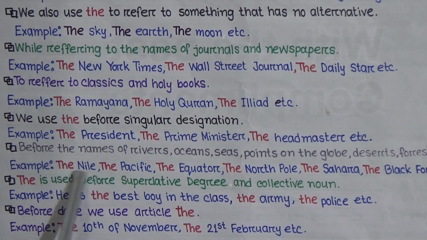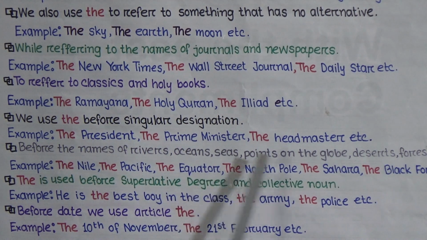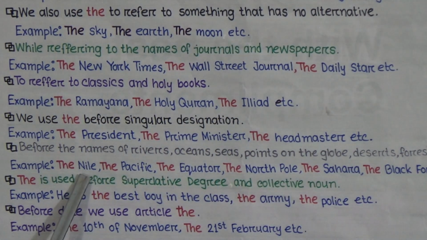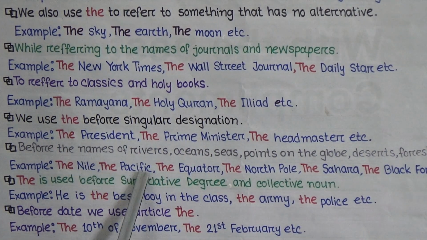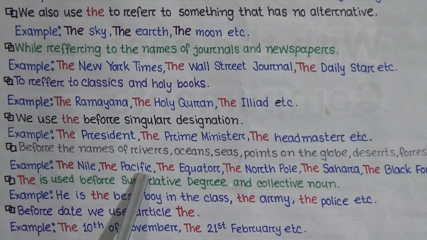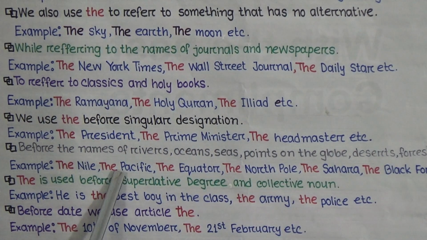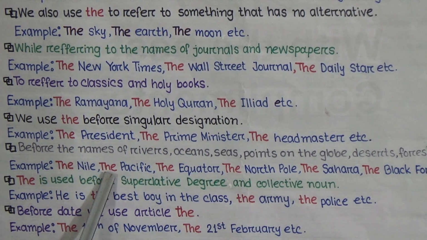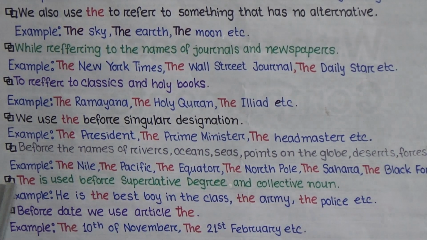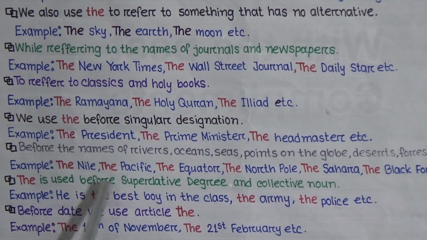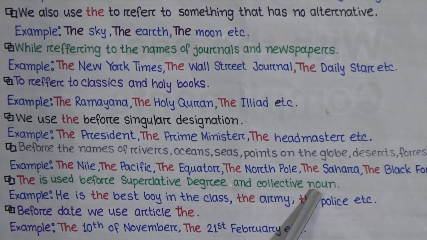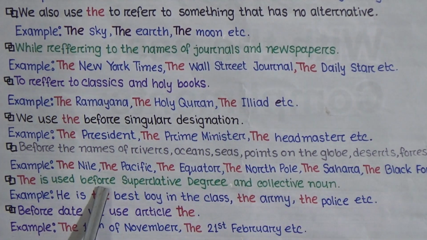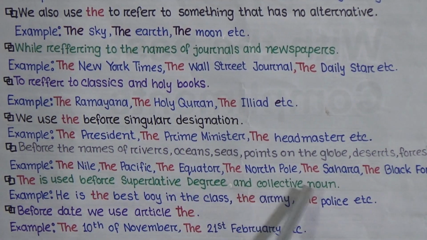And look here, Nile, Pacific, equator, North Pole, Sahara, Black Forest, all these are also in capital letters because they are famous and they are identified. So that's why if we find such words with capital letter, we can easily use article the. Next rule, the is used before superlative degree and collective noun. I'm repeating, the is used before superlative degree and collective noun.